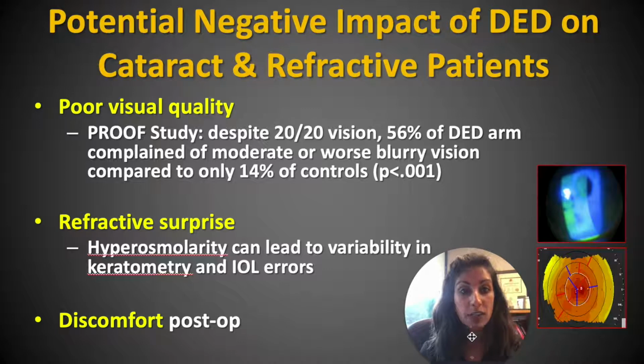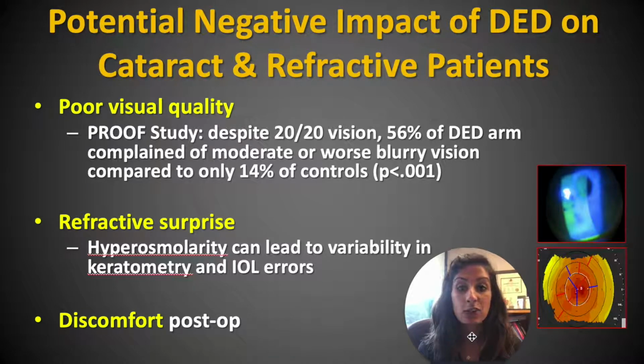The PROOF study shows that in their patient population, despite having 20/20 vision, over half of the dry eye patients in this study complained of moderate or worse blurry vision compared to only 14% of controls. So it's telling you that testing patients' vision and just saying, hey, all 20/20s are created equal, that's not really the case in our dry eye patients. Patients can have a refractive surprise if they have dry eye disease.